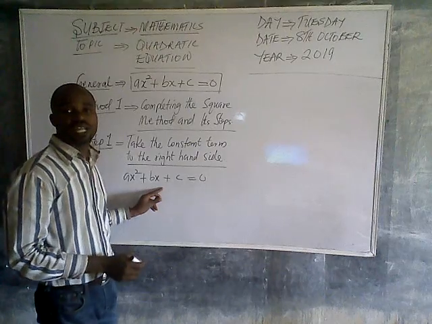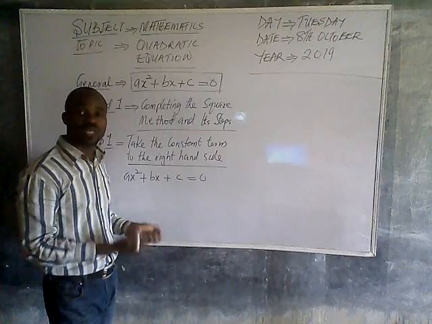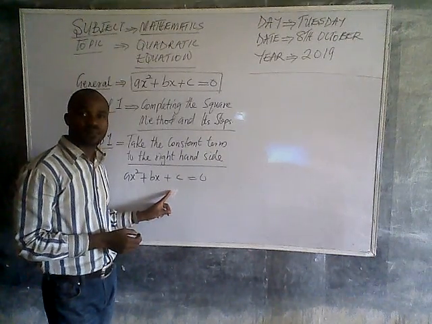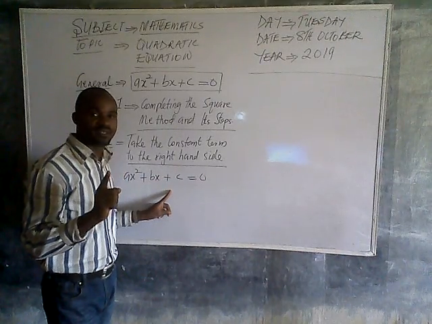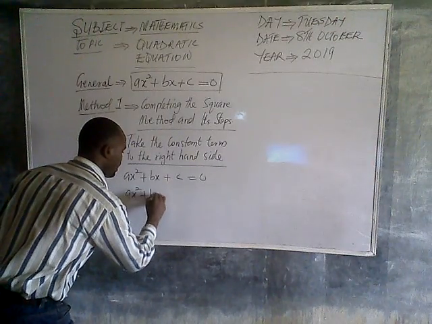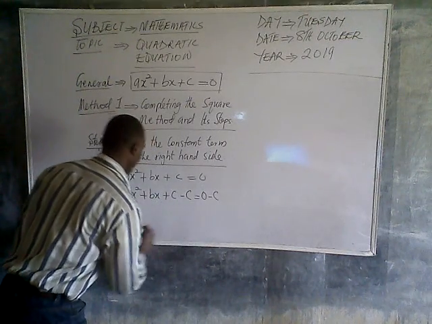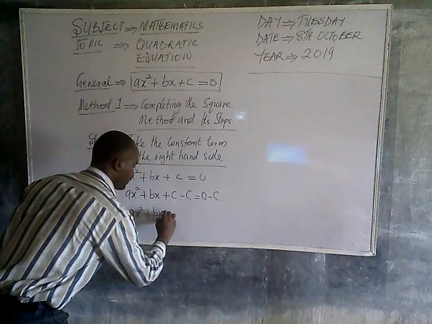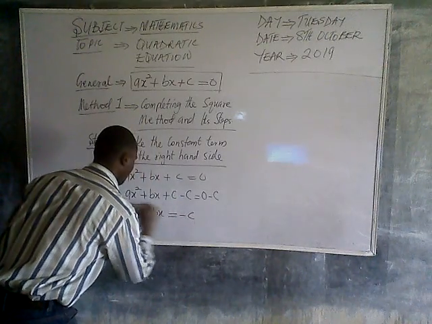This is the general representation. Now, the instruction of step 1 says we should take the constant term to the right hand side. How do we do that? Very simple. Consider the sign here. The sign here is a positive sign. We are going to introduce the same constant term, c, with an opposite sign, minus. So ax squared plus bx plus c minus c all equals 0 minus c. So at the end we are going to have ax squared plus bx, no longer plus c, all equal to minus c.